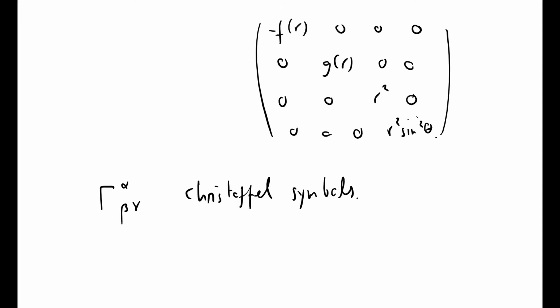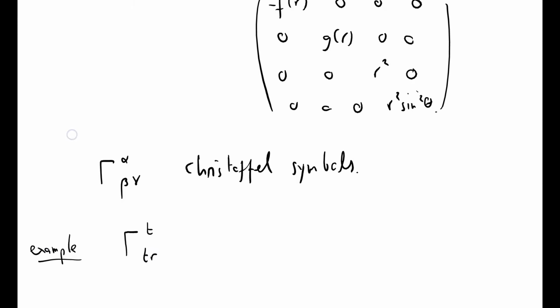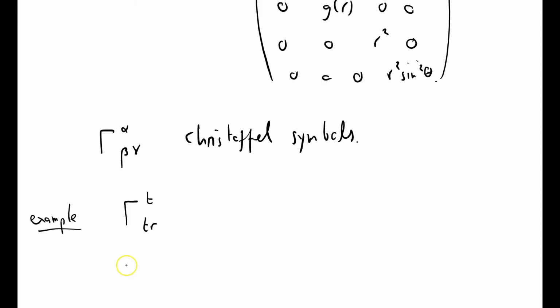So I'm going to choose this one. This is just an example: t, t, r. So I'm just going to work out what that is. That tells me that alpha equals t because it's the top one, beta equals t because it's this index here, and gamma equals r.